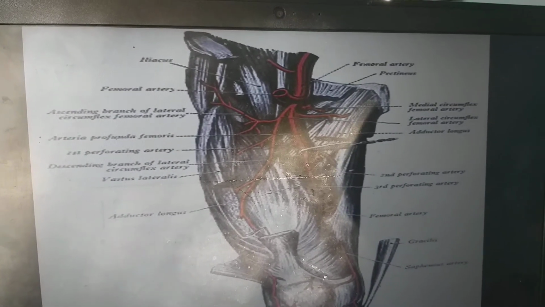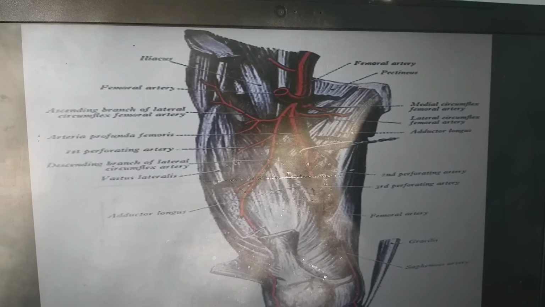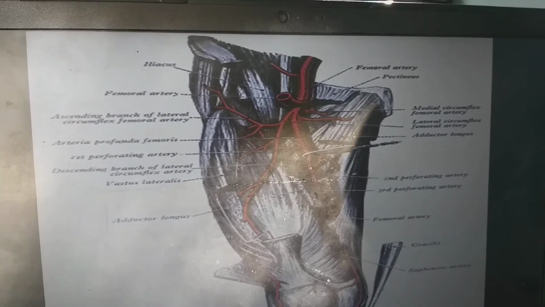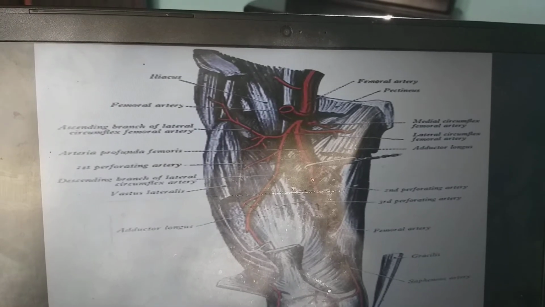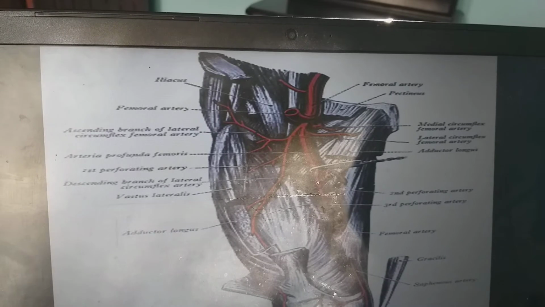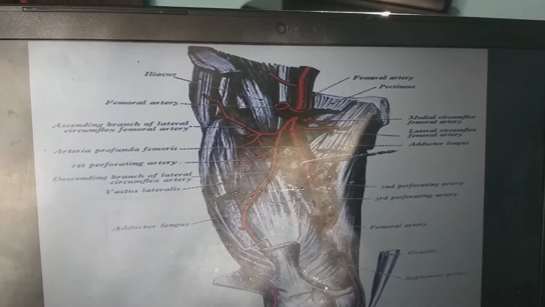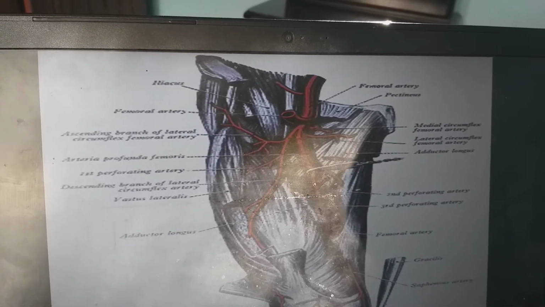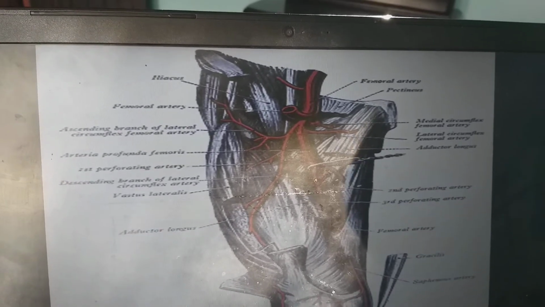Medial circumflex has two major branches. One is moving upward, the other is moving horizontally. The one moving upward is named ascending, and the horizontal one is the transverse branch. But when we come to lateral circumflex, it has an ascending branch, a transverse, and a descending branch. This descending branch goes down to the knee joint, and it will give a branch to the knee joint.